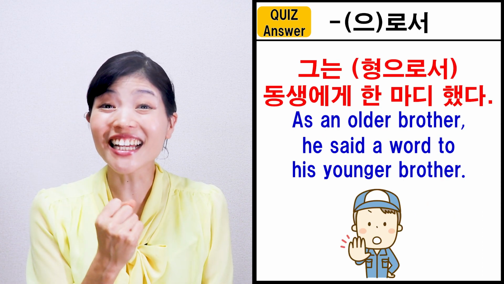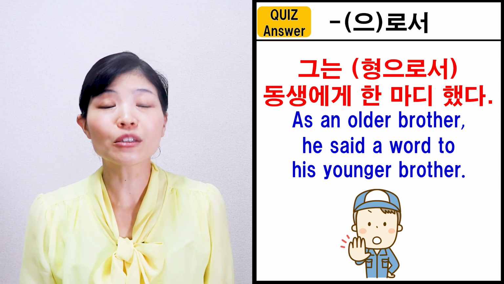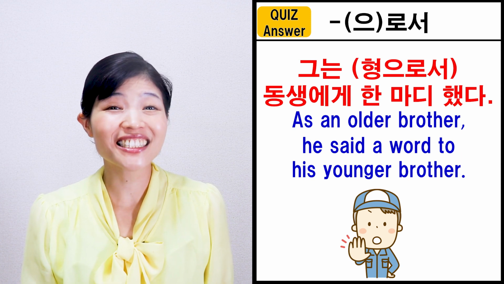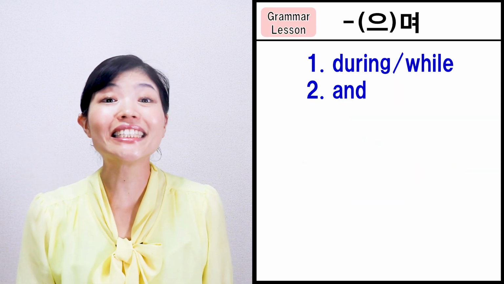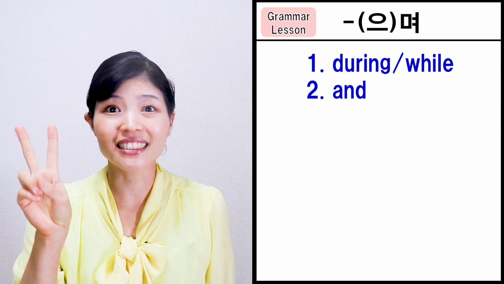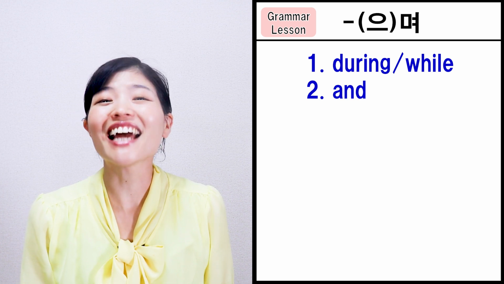Now, let's read this sentence together. 그는 형으로서 동생에게 한마디 했다. Please practice this sentence over and over again. The second grammar is 으며. It has two meanings. One is during, while, and the other one is and.